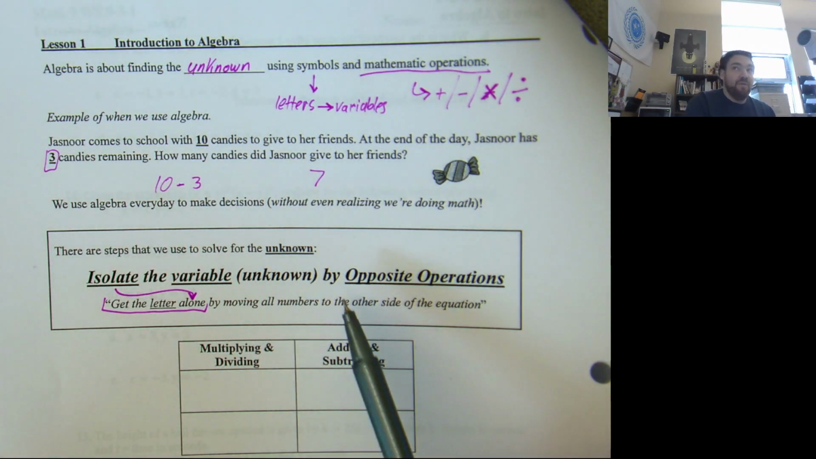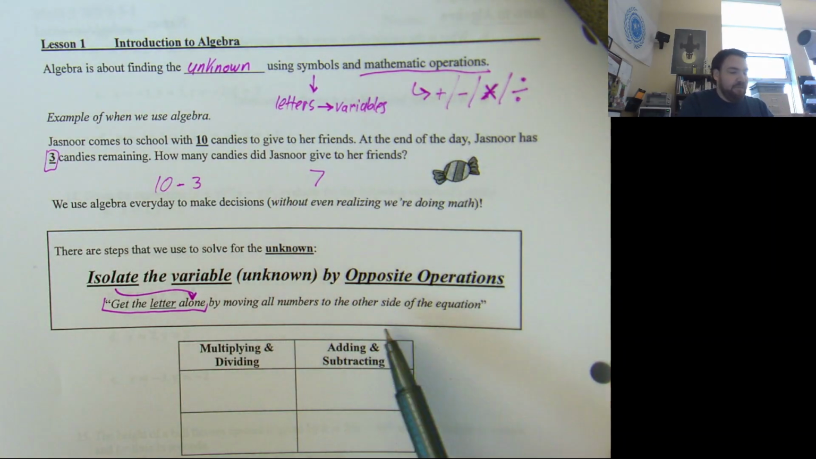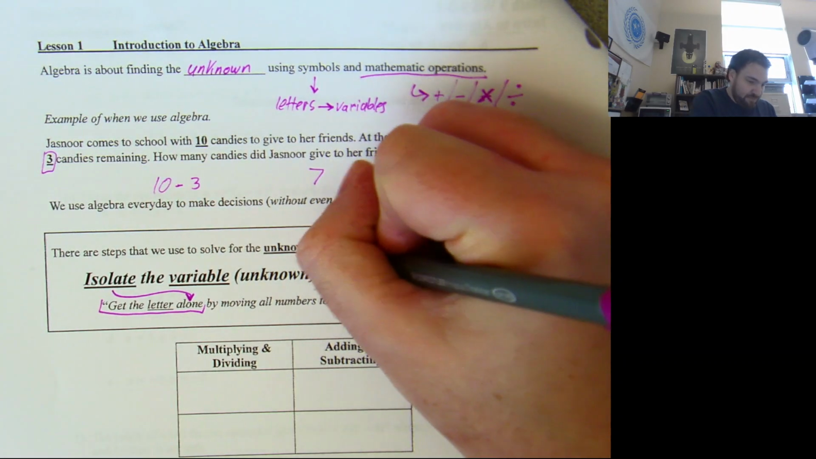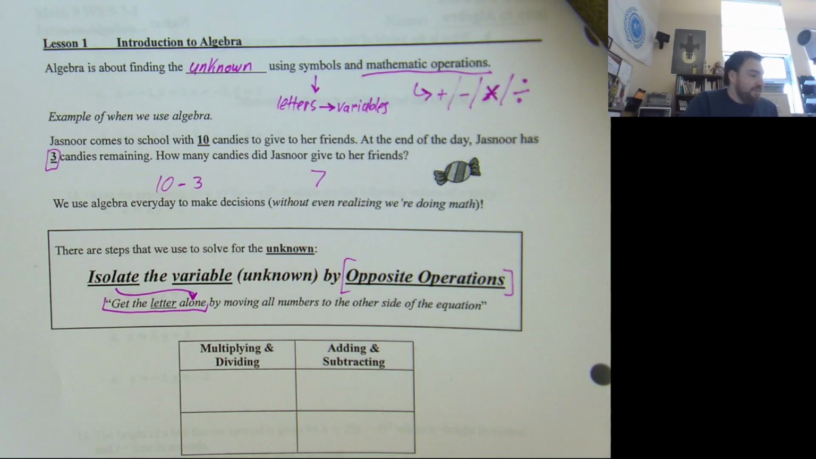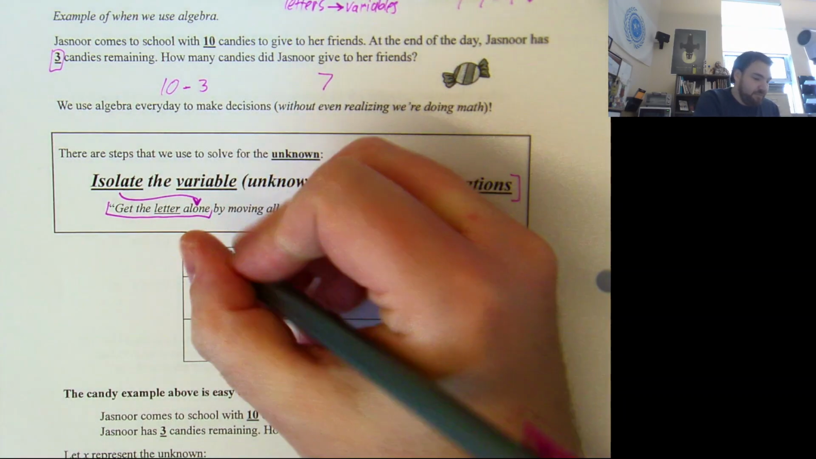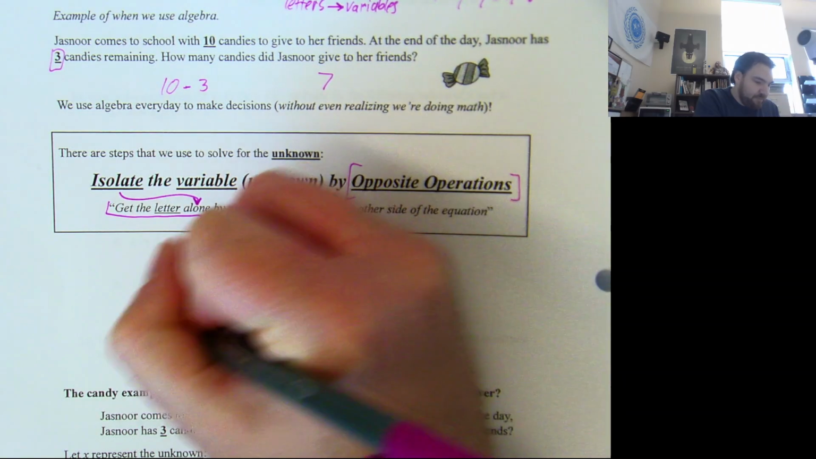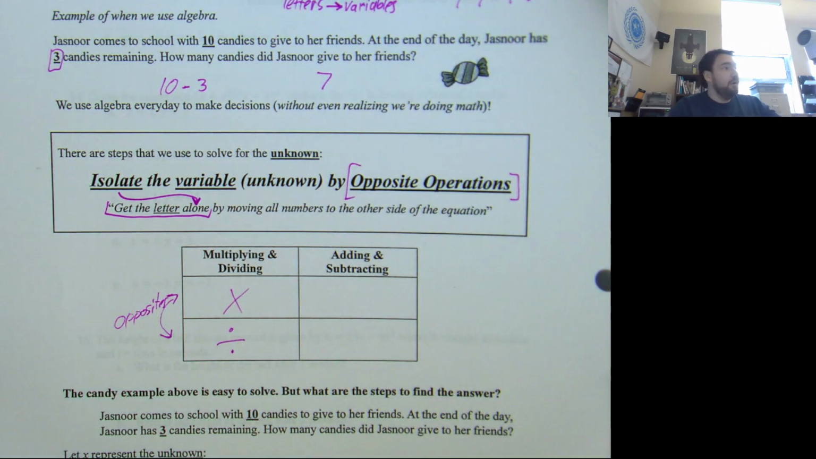And this is what we do in math. We isolate the variable, not by necessarily moving the variable, but by moving everything else away from the variable. And we do this in math by using opposite operations. So I've got multiplication and division. These two are opposites. If I want to undo one of those operations, I just do the other one.